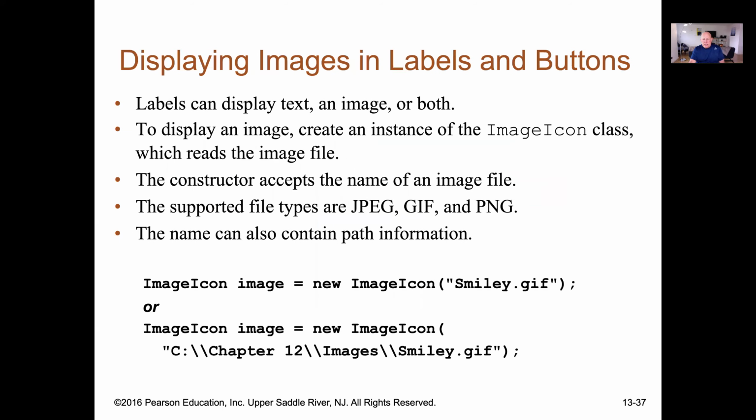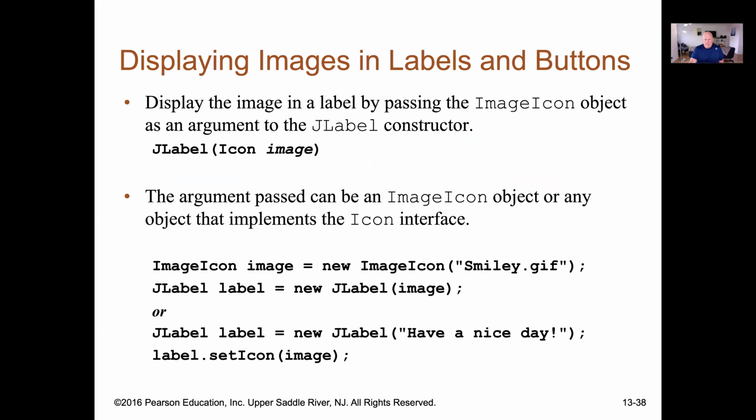So this is how you display images on labels and buttons. Labels can display text, an image, or both. The way you display an image is you use the ImageIcon class, which reads the image file. The supported image types are JPEG, GIF, and PNG. You use the JLabel constructor with the ImageIcon object as an argument. The argument passes an ImageIcon object or any object that implements the Icon interface.